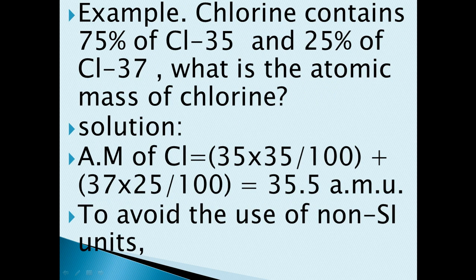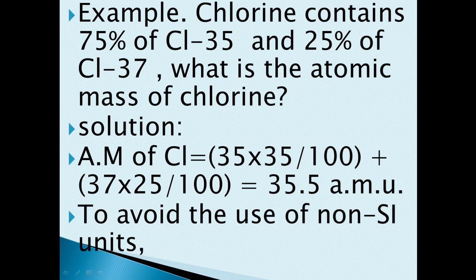You can see the case of chlorine. For example, chlorine is made of 2 isotopes, chlorine-35 and chlorine-37. Each of these isotopes exists as 75%, 25%. So what is the atomic mass of chlorine? You take 35 times 75 over 100, that will give us the fraction in which chlorine-35 will exist, and then you take 37, which is the mass number, times 25 over 100, which is 35.5 atomic mass unit.